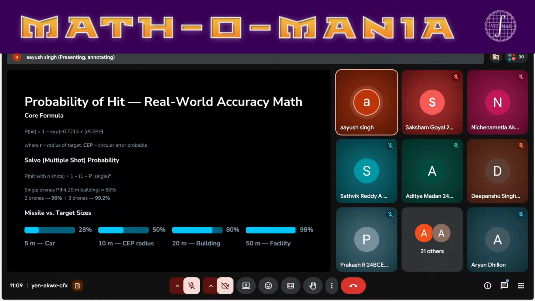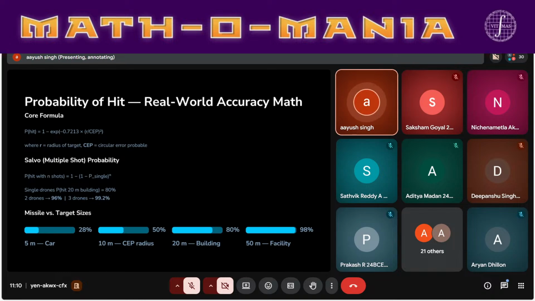In this, in the first formula, if we replace sigma with CEP, we also get the probability of hit as 1 minus e exponent. The exponent is minus 0.72 multiplied by r divided by CEP, the whole squared.